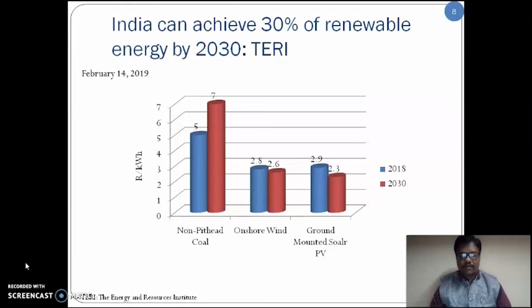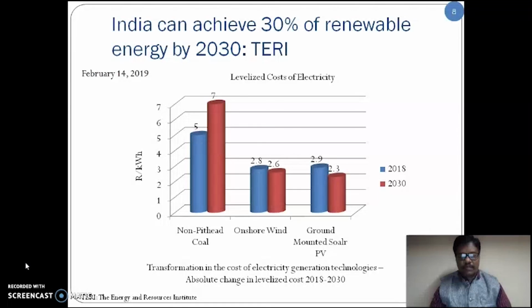Once we clearly observe the unit price, using non-pit head coal the unit price is 5 rupees per kilowatt hour in the year 2018, and the same unit price will increase to 7 rupees per kilowatt hour by the year 2030. It means that using coal to produce electrical power is more expensive with respect to consumers as well as utilities.